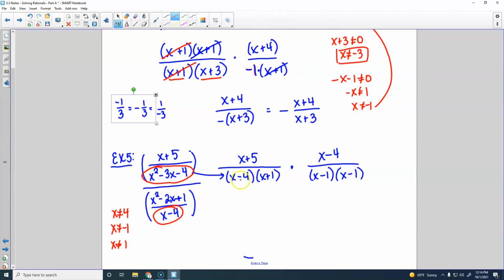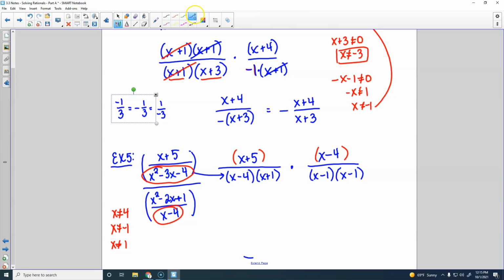Now we're okay here because that factor was already in the denominator, so we're covered that x cannot equal 4. But sometimes it's not. Sometimes it might be like an x minus 7 there, and you need to also say x cannot equal 7 if that's the case. So look at the denominators of your original problem, and then also look at the denominators once you have flipped the fraction. Okay? Alright.